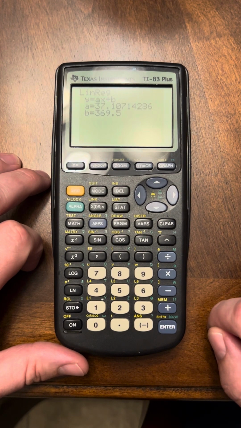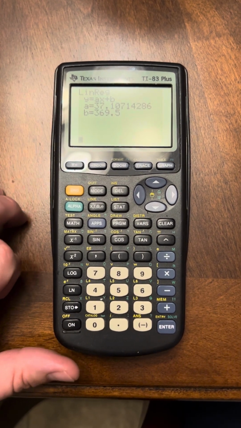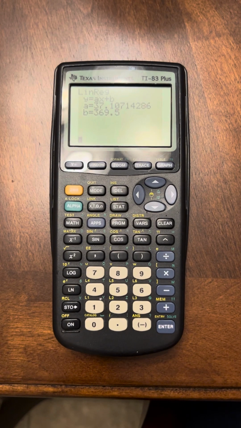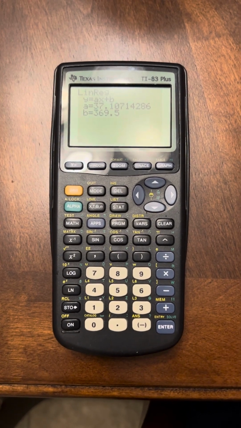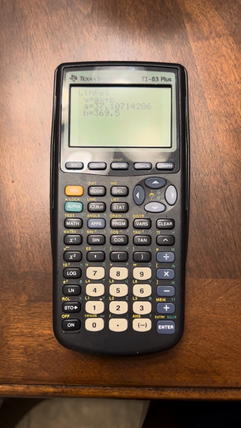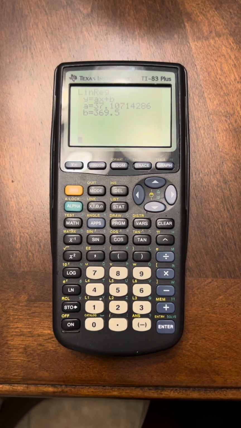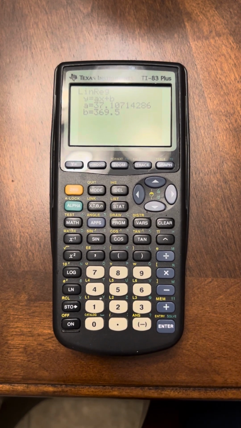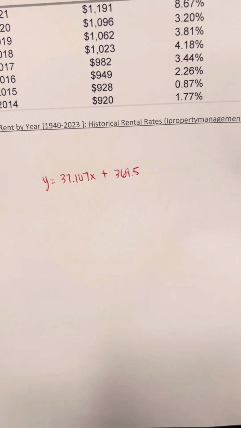And there you go. So if I were to write that into slope-intercept form, I would say y equals 37.107x plus 369.5. So in my poor handwriting, there it is there.